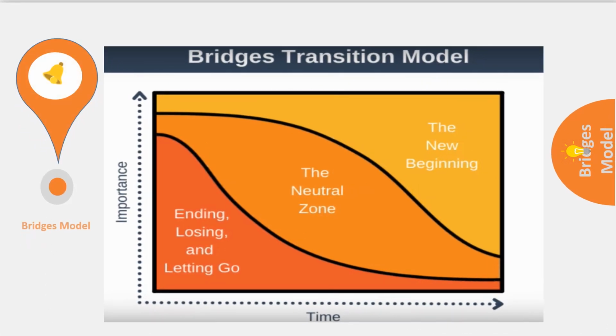The next model is the Bridges transition model, and this model really helps to understand and to manage the human side of change by mapping how humans respond to change. It has 3 different stages. The first stage is the ending, losing and letting go of the old ways of doing things, and that can be very hard if you've been doing that for a long period of time.